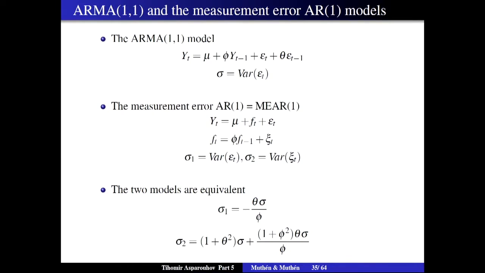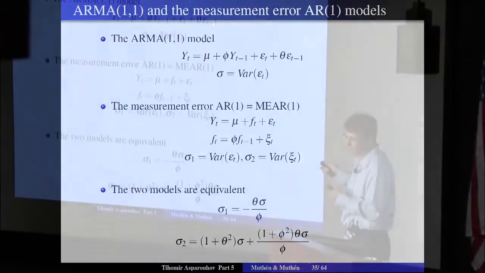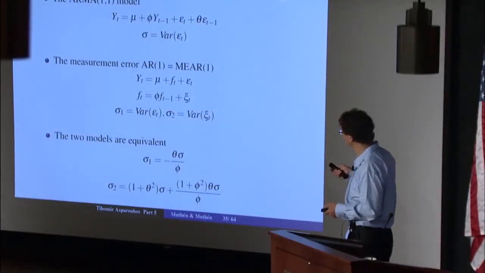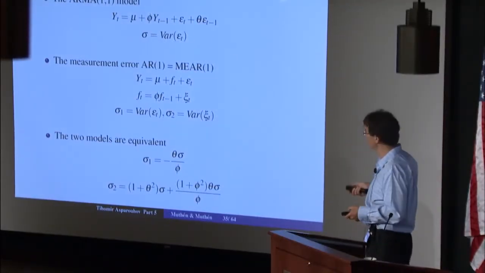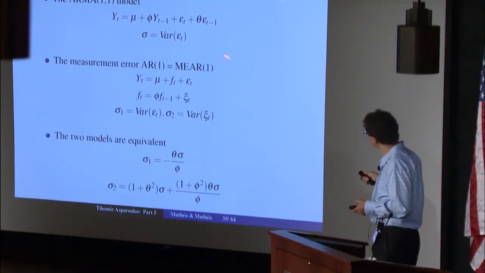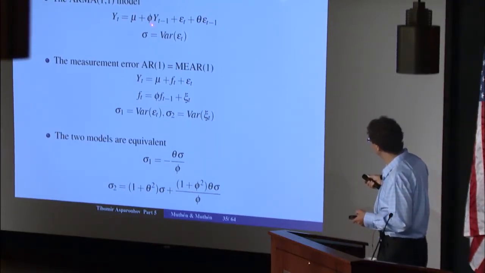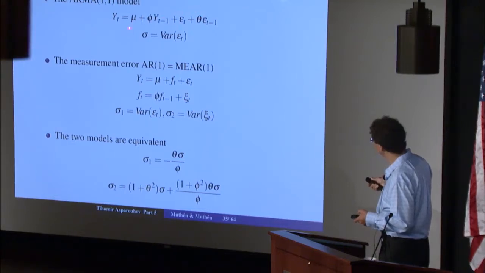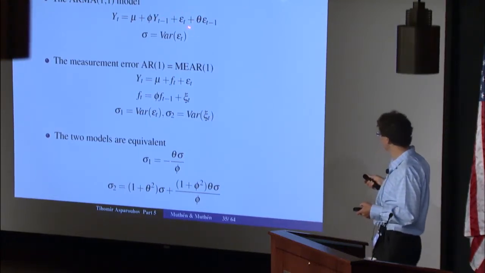Not only is it identified, it's basically equivalent to one of the most fundamental models in econometrics. So here's the ARMA 1.1 model. You have mu, you're regressing this on the previous version of that variable. So this is the AR part of the model. And then you have the residual, and you also have a regression on the previous version of the residual. And this model has 4 parameters: mu, phi, this parameter theta, and the variance of the residual.